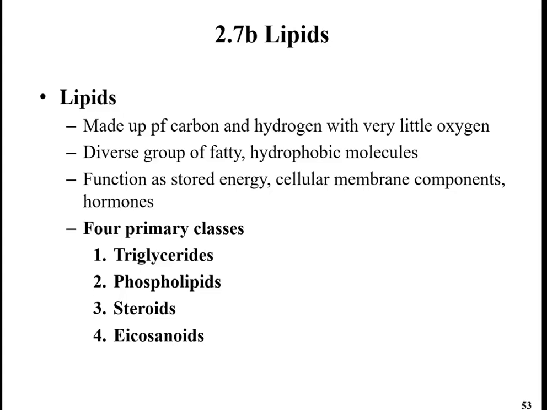And there's four primary classes we're going to talk about. The first one is triglycerides, so that's going to be the primary storage form of lipids. 2, phospholipids, and we've already touched on these, the primary constituent of cell membranes. 3, steroids. In the human body, these act as hormones or signaling molecules. And 4, the eicosanoids. These are also a local signaling molecule, so they work in very short range ways.